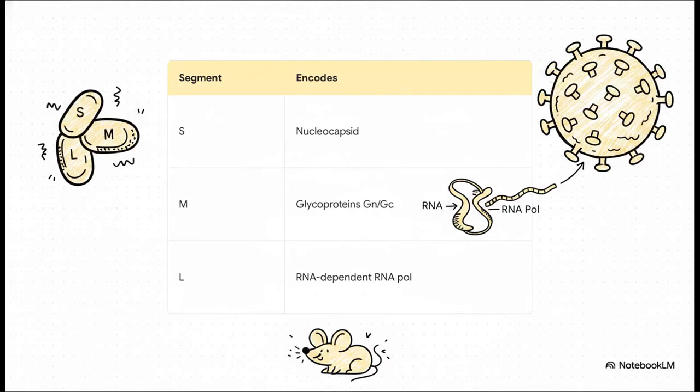It also has a really interesting tri-segmented genome. You absolutely have to memorize these three segments. The S segment synthesizes the nucleocapsid. The M segment encodes the GN and GC envelope glycoproteins, those spikes we just talked about. And the L segment, that encodes the crucial RNA-dependent RNA polymerase. If they throw a genetics question at you about this virus, I guarantee it's going to target these exact segments.